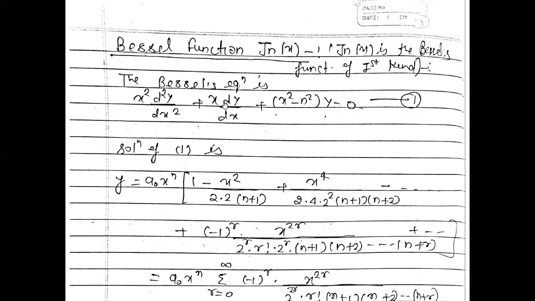So this is your Bessel's equation, and our first kind Bessel's function is J_n(x). That means we are finding J_n(x) here. It is also called Bessel's function, and it is also known as Bessel's function of the first kind. So this is about Bessel's equation, and this is the solution of Bessel's equation.